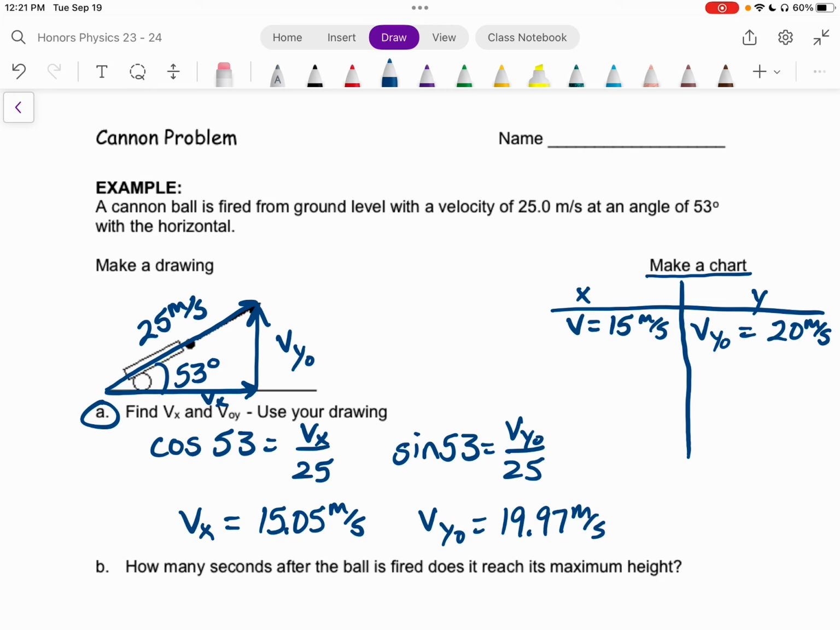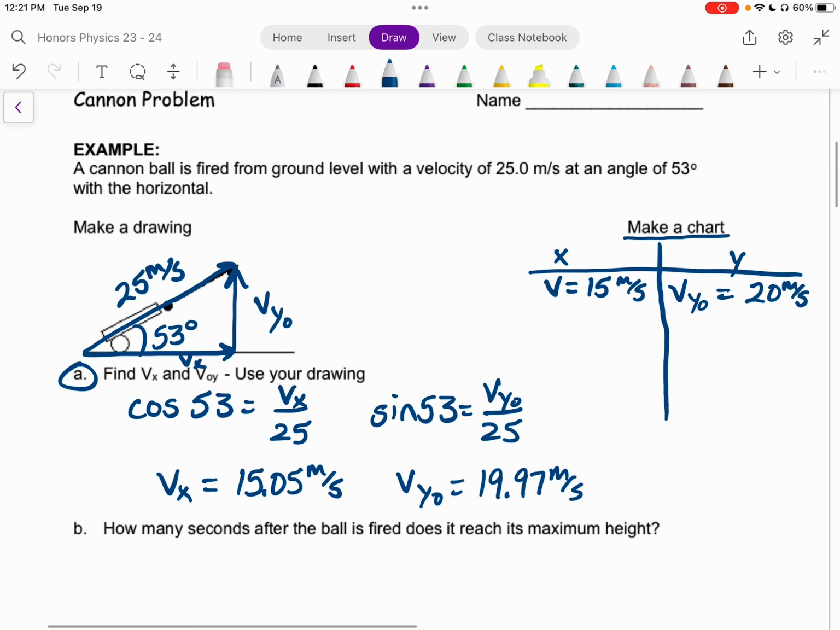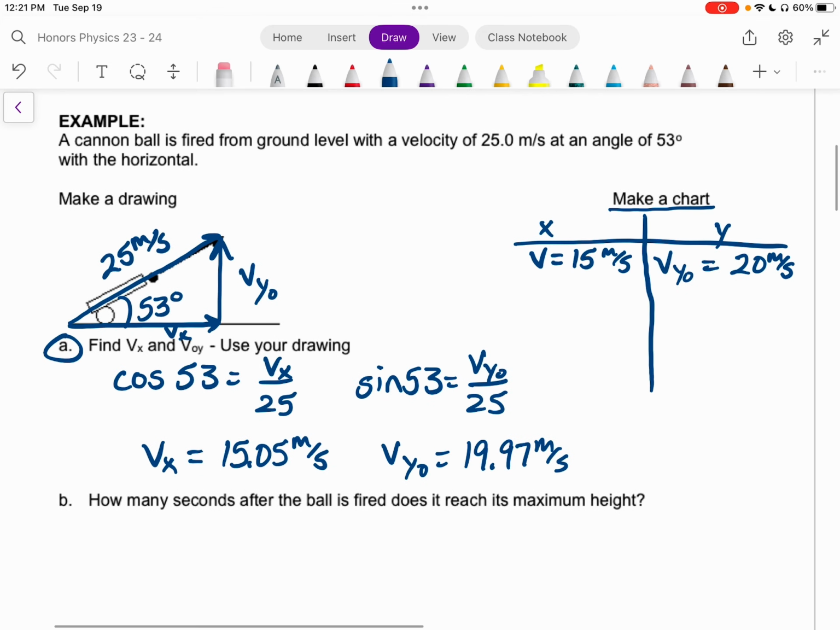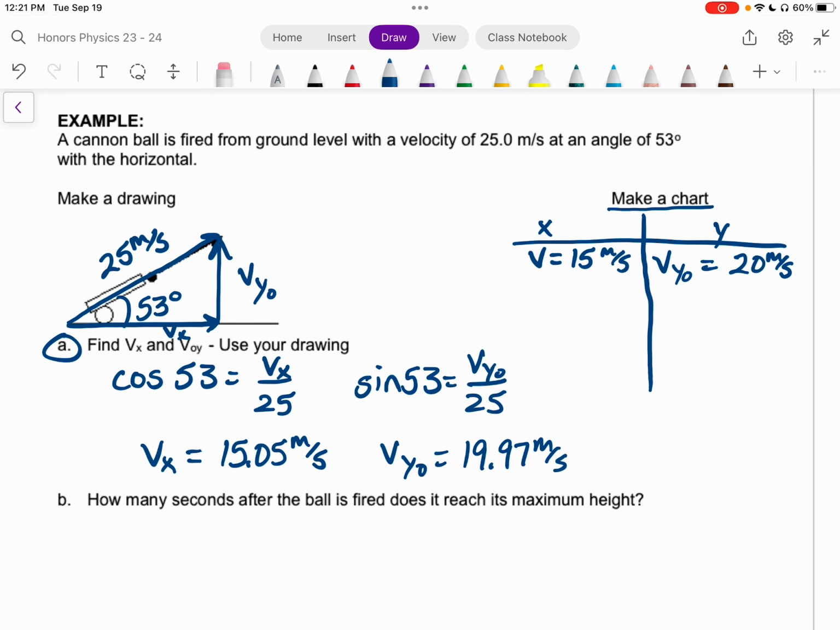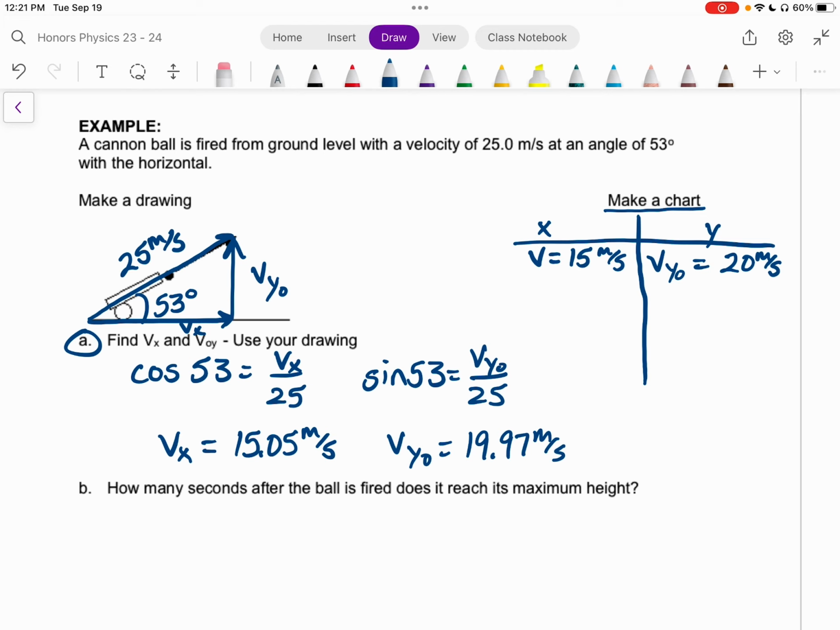I don't know how far it goes horizontally. I don't know how long it's in the air. What I do know in the Y direction are a couple of hidden things. One of those is that if I pick this original vertical velocity to be a positive 20 meters per second, the gravity would then have to be a negative 9.8 meters per second squared. I can fill out this chart with some more things.